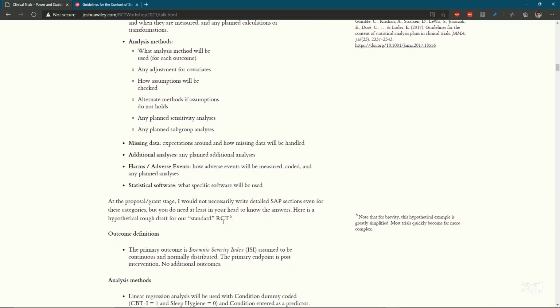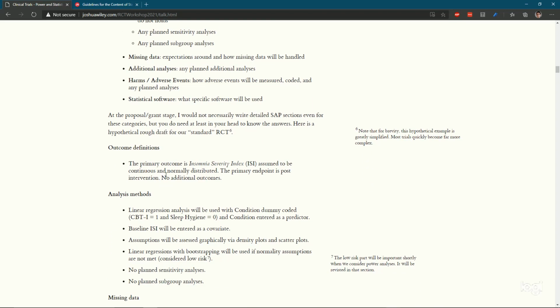Now, for the sake of this example, I'm going to use a really, really brief goal. So I'm not going to write in this talk a detailed SAP sections even for these categories. I'm going to do something really, really simple, because often in trials it becomes longer and more complicated quickly because people have a primary outcome, but there's also 8 different secondary outcomes and they vary in what they are. And so actually the number of different analyses that are going to be run expands rapidly.